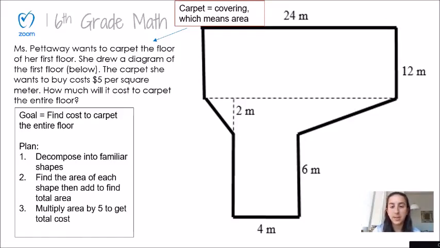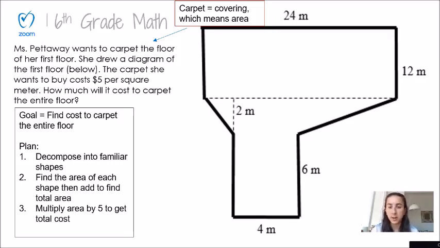The first is to decompose into familiar shapes. That's from our key point. The second is to find the area of each shape and then add them together to find the total area. Lastly, I need to multiply my total area by 5 to get the total cost. If each square meter costs $5, I need to take the total number of square meters and multiply it by 5. That will give me my total cost.